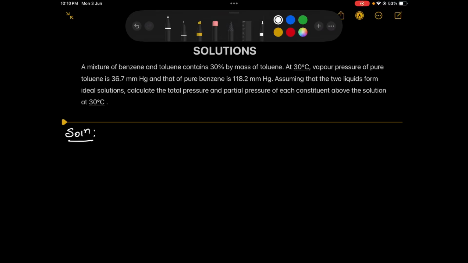Hello everyone. Today we are going to solve a numerical from the lesson solutions. A mixture of benzene and toluene contains 30% by mass of toluene. That means we have two components, benzene and toluene. 30% by mass of toluene means 30 grams of toluene in 70 grams of benzene.